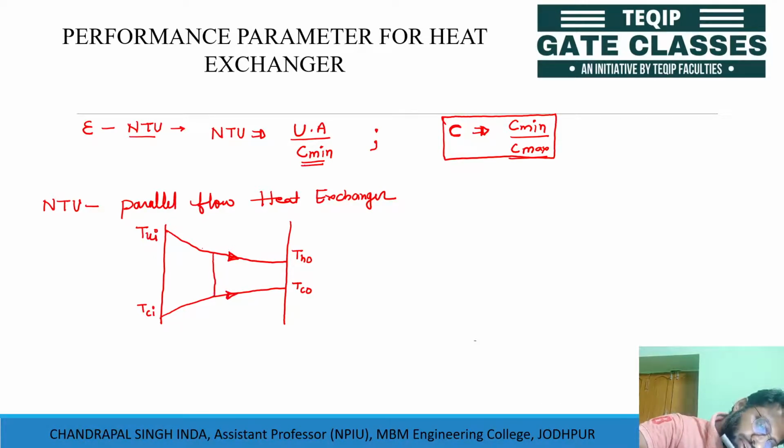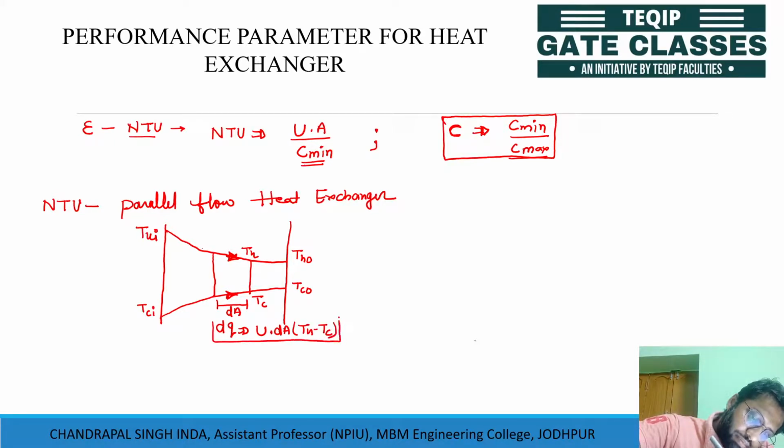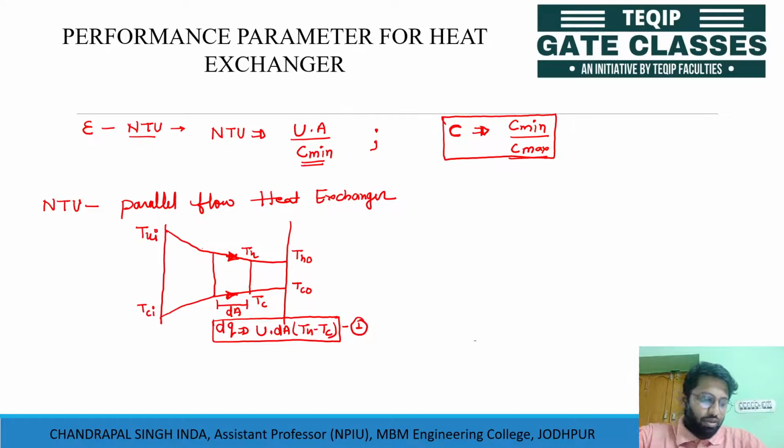Consider a small elementary area in the heat exchanger, where the mean temperature of the hot fluid is Th and the mean temperature of the cold fluid is Tc. The elementary heat transfer through this small elementary area dA will be delta Q equal to U dA (Th minus Tc). This is equation number 1.